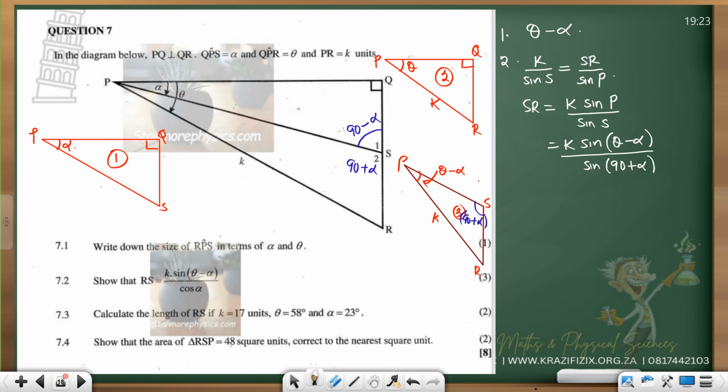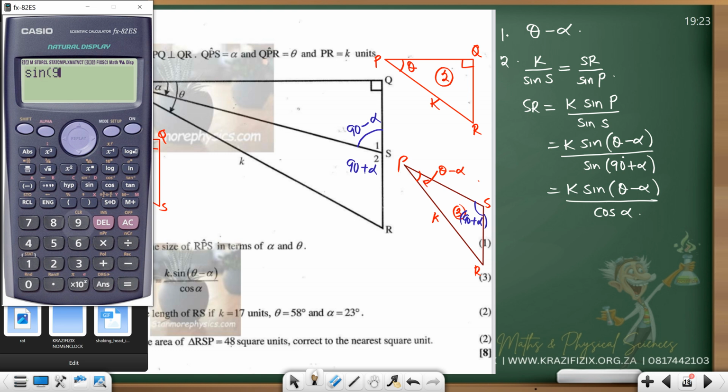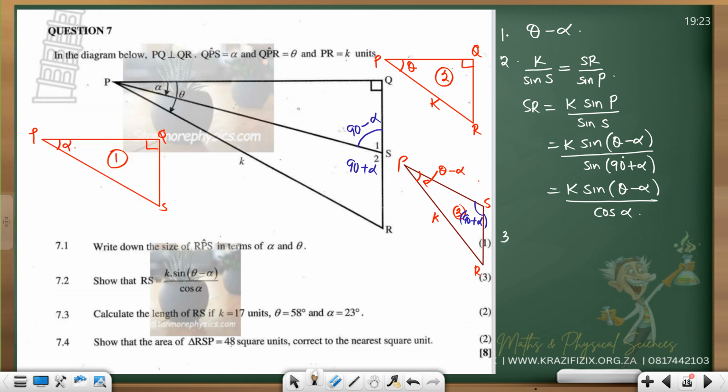Oh, wait. What do you notice? Cofunctions. Whenever we see 90, what do we change? The trig ratio. Do you remember that? And it becomes cos, and it's a positive value. How do I know? I taught you how to use your calculator to check. If I say sine of 90 plus 1, is that positive or negative? It's positive. And because there's 90, it's a cofunction. Cos alpha. Case closed.